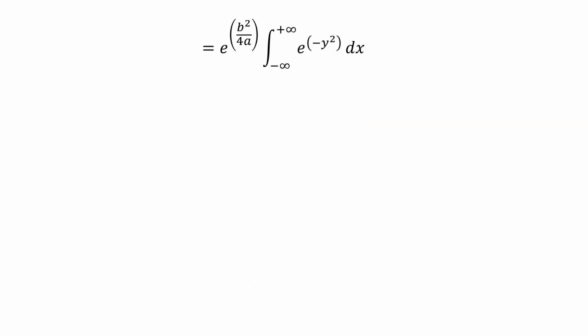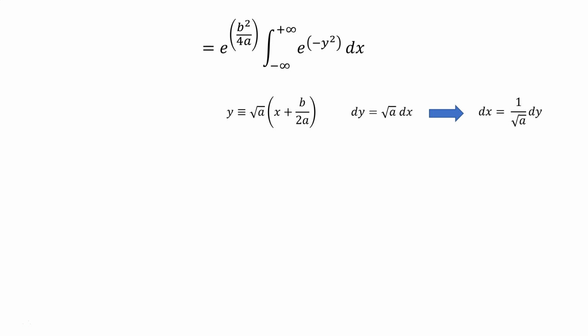We get e to the b squared over 4a times the integral from minus infinity to positive infinity of e to the negative y squared dx. We have a function of y integrated over the variable x, so we need to change the integration variable to y. We go back to the definition of y as a function of x. We find the differential dy equals the square root of a times dx. And then solving for dx, we get dx equals 1 over the square root of a times dy.